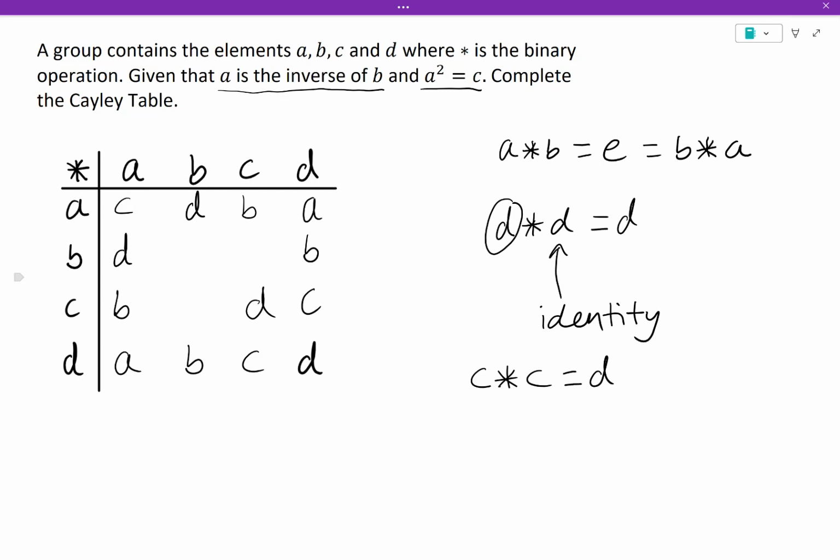Okay, and now we should be able to fill out the rest using the Latin square property. So if we look in the column for C, we're only missing A. If we look in the row for B, we're only missing C. And if we look in the row for C, we are only missing A. Okay, and there is my Cayley table complete.